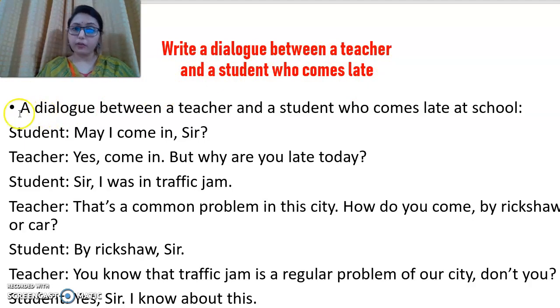And see here, while you start, you'll have to write as a writer, as a student. How will you start? You will start this way: a dialogue between a teacher and a student who comes late at school. You will not write "is given below" or something. You will just start with this: a dialogue between a teacher and a student who comes late at school. So let's go through this.